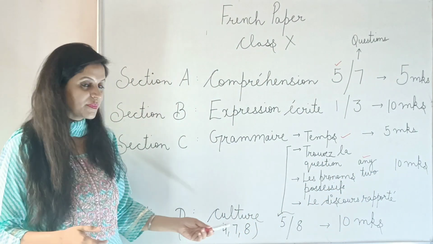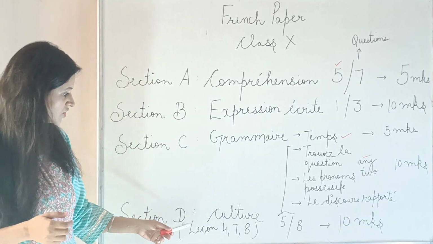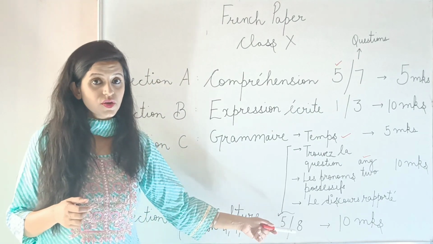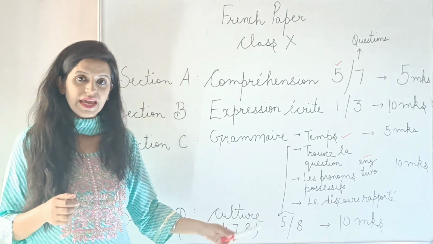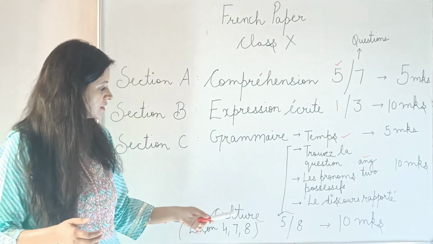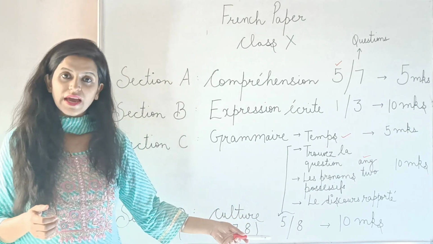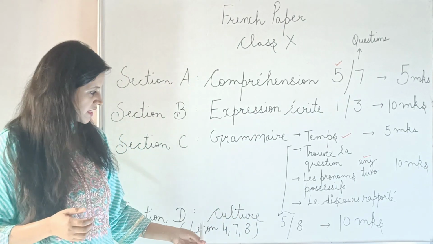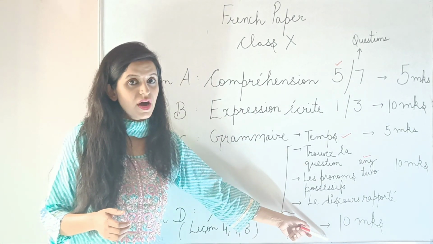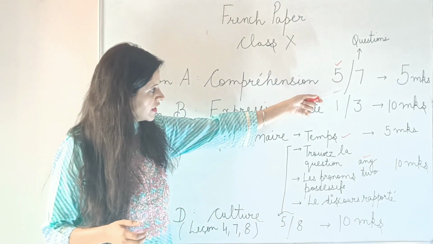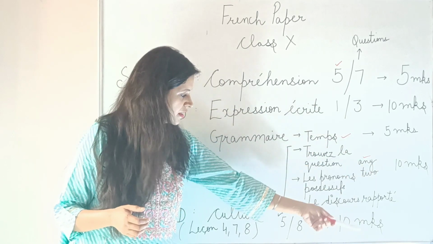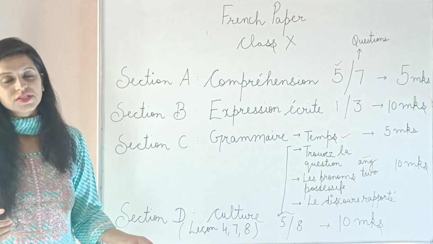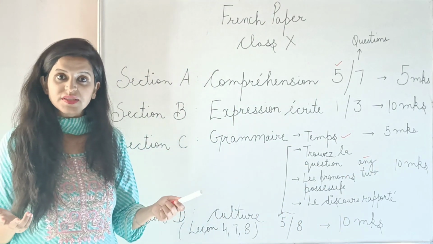And the last section will be the culture section. In the culture section, you will be getting 8 questions. Out of those 8 questions, you are supposed to attempt any 5, and each question will carry 2 marks. So this section will be of total 10 marks. So if you see 5, 10, 15, and 5, 20, and 10, 30, and then the last 10, 40. So in total, it will be a 40 marks paper.